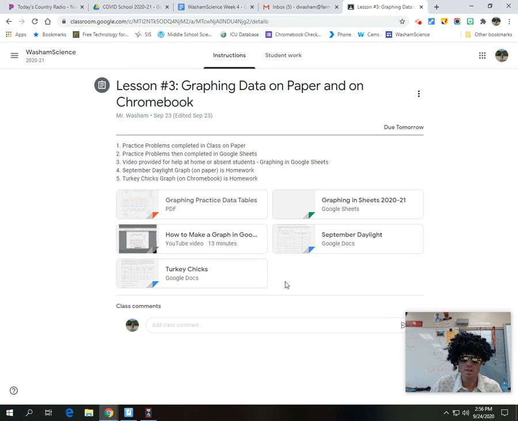The two graphs that were assigned as homework were September daylight, which you can find right here, and turkey chicks. September daylight should be completed on paper, and turkey chicks should be completed on the Chromebook. Again, if you need the notes, it's located in Classroom. It shows you how to make a graph.